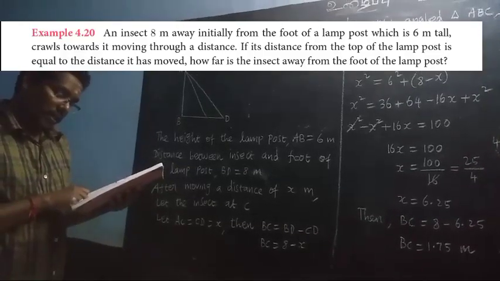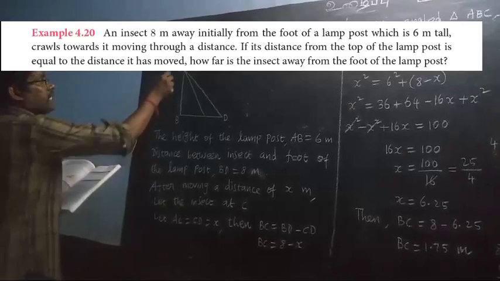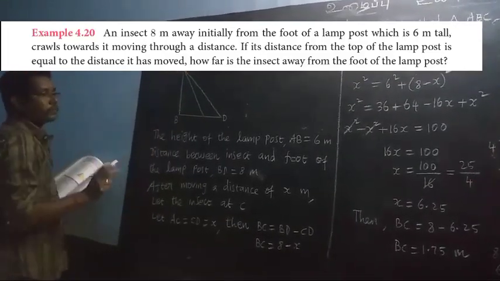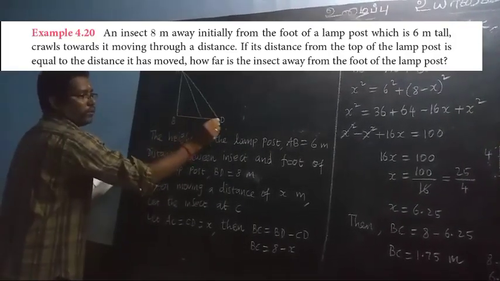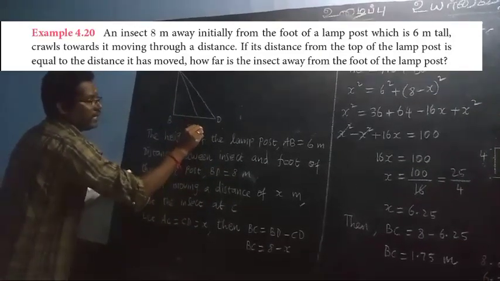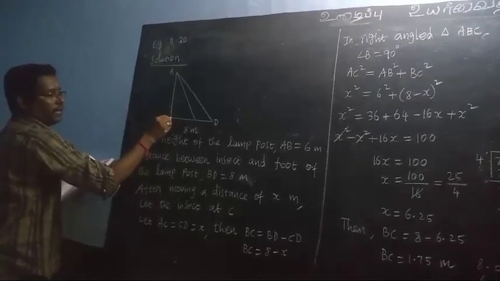An insect is 8 meters away initially from the foot of the lamp post. That is a lamp post. The insect is 8 meters away initially from the foot of the lamp post, that is BD equal to 8 meters. Next, that is the height of the lamp post.